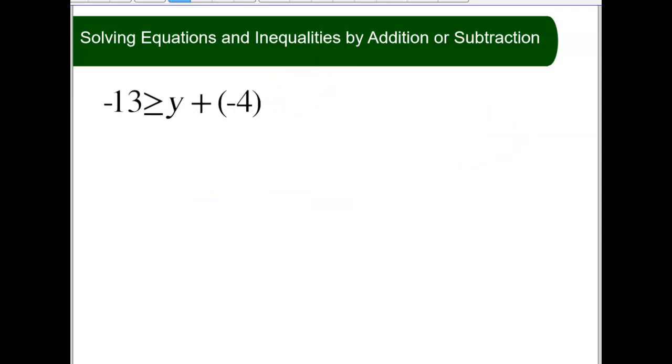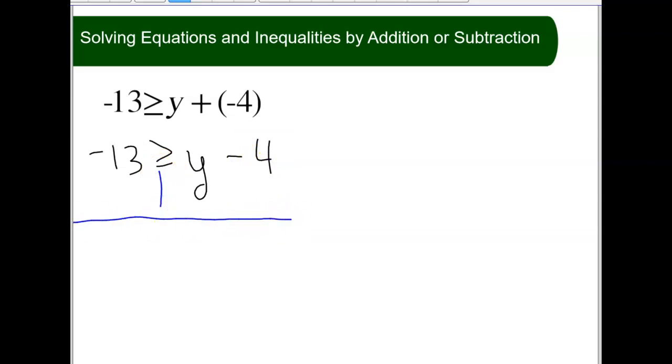All right, now let's look at this inequality. I've got negative 13 is greater than or equal to y plus negative 4. I'm going to make this a little bit easier to look at. I'm just going to rewrite it as y minus 4. And now, how do I get y by itself? Well, right now I'm subtracting 4 from y. To zero out that constant, I'm going to add 4 because negative 4 plus 4 gives me 0. But if I add 4 to the right, then I better add 4 to the left. Negative 13 plus 4, that is equal to negative 9. So I get negative 9 is greater than or equal to y.